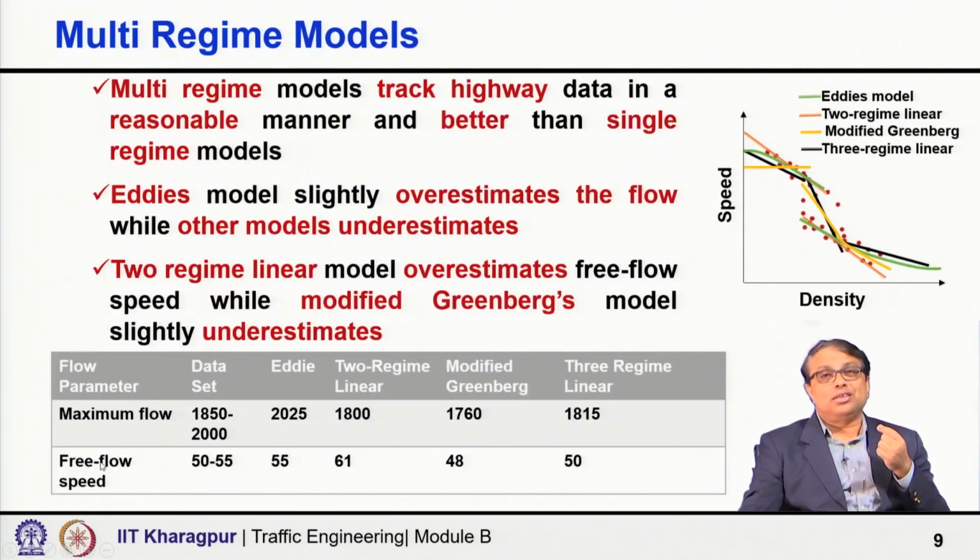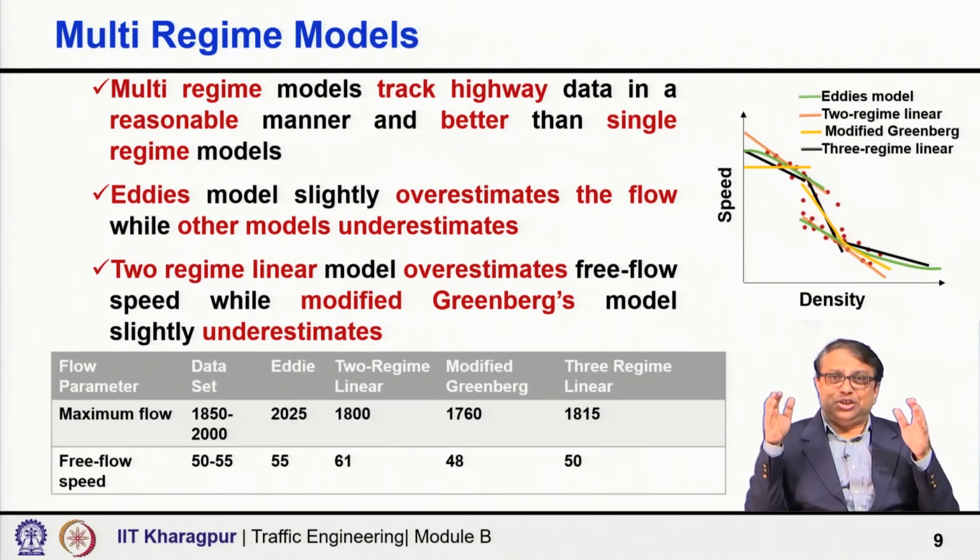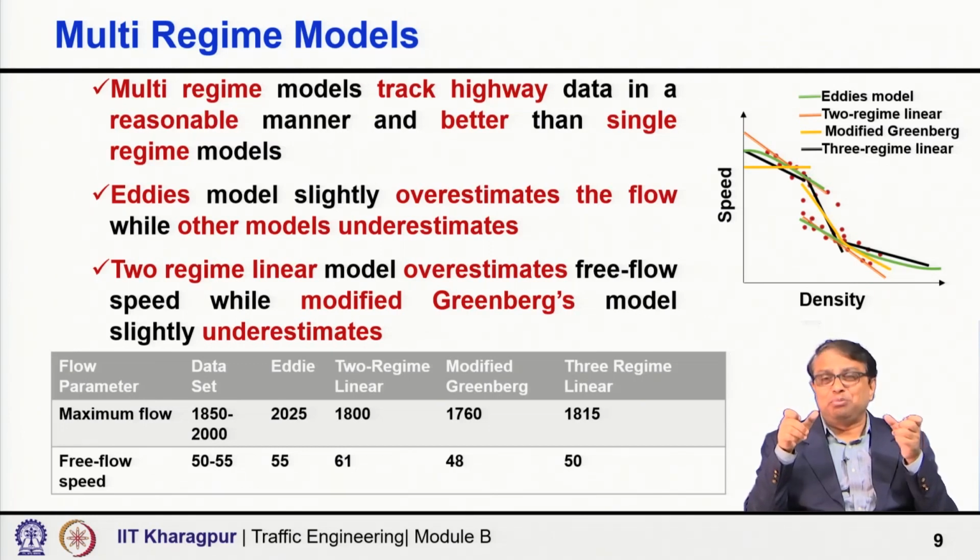Now, let us see what the salient observations are. First thing, multi-regime models track highway data in a reasonable manner and much better than the single regime model. So, that is one conclusion. If you try to describe the entire range with one model or one equation, whatever fit or representation you get, you are expected to get a better representation when you fit different models or different curves on different ranges.